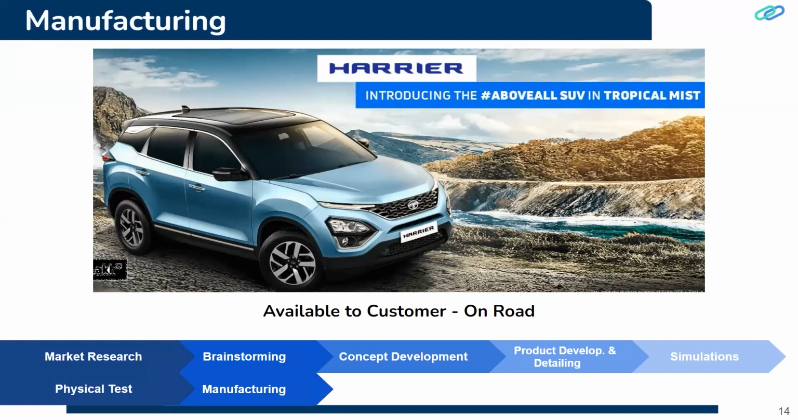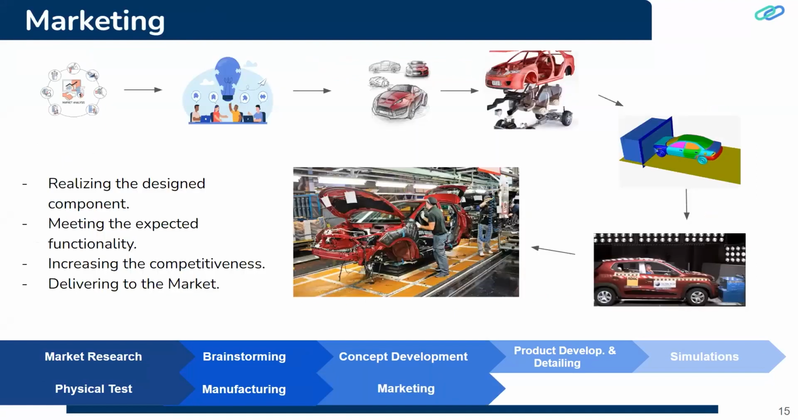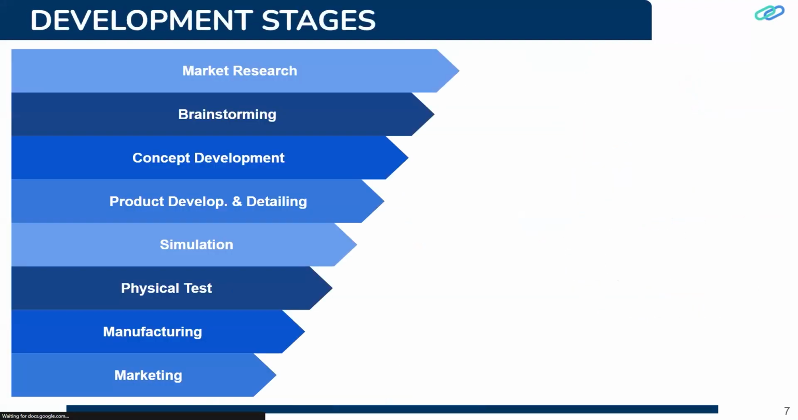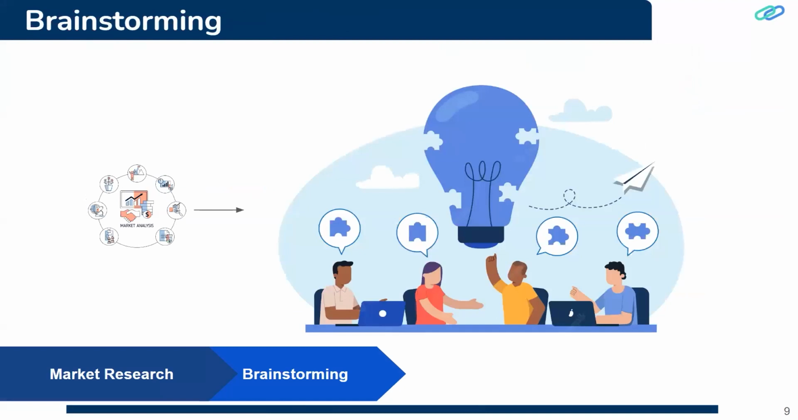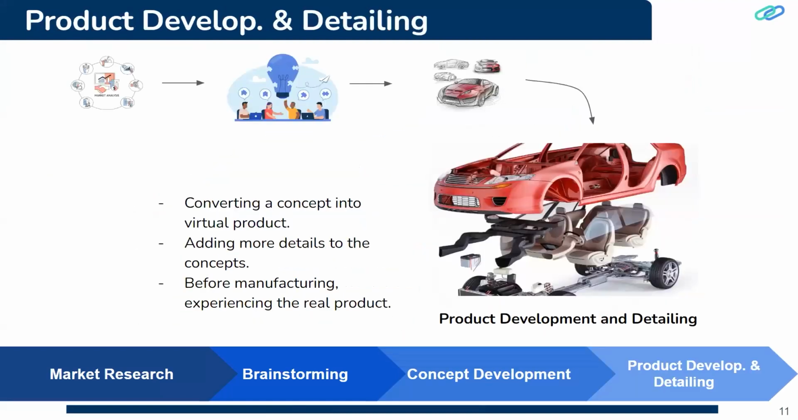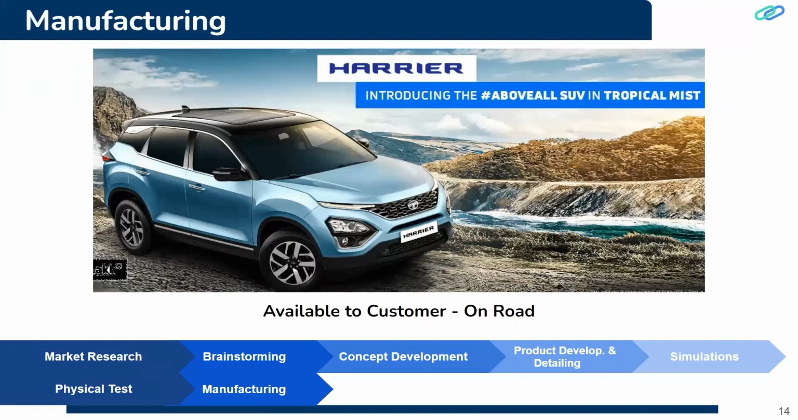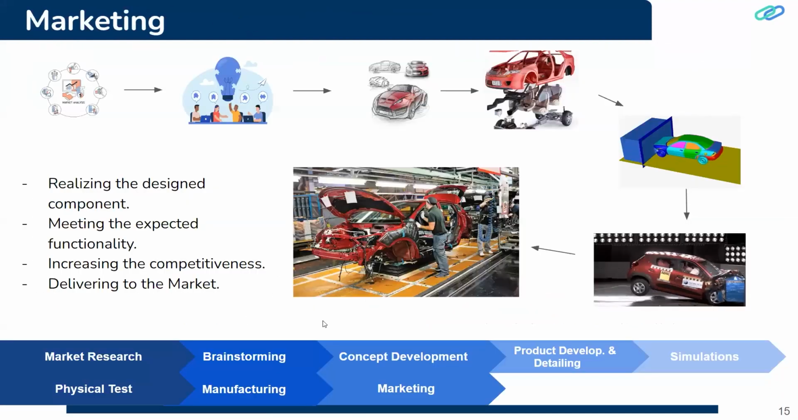And in order to sell this product, you'll do marketing. You'll pick up all the unique selling points of your product: why is this product better than the other products in the market? All of this is to increase competitiveness. You'll talk about all the functionality, and then finally you'll deliver it to the market. Once it is delivered, you will collect feedback and it goes back to the brainstorming stage, where whatever problems are faced by the customer come back, and then a new or counter product is developed again. So this is the general overview of the product development life cycle of a particular component.